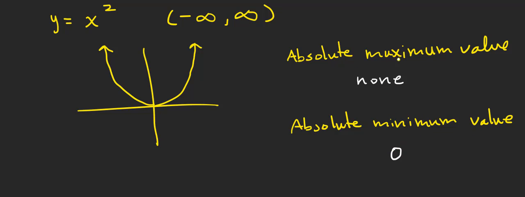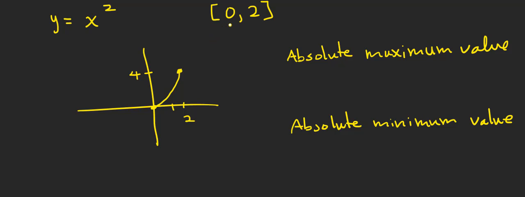Remember, absolute maximum and minimum has to do with the y values of a function. Now, what if they change the domain to 0 to 2, including the endpoints? So this is how the graph will look like. What is the absolute maximum value? The highest y value is going to be 4, which occurs when x equals 2. So the maximum value is 4. What about the absolute minimum value? What is the lowest y value within that domain? It's going to be 0, which occurs when x equals 0.